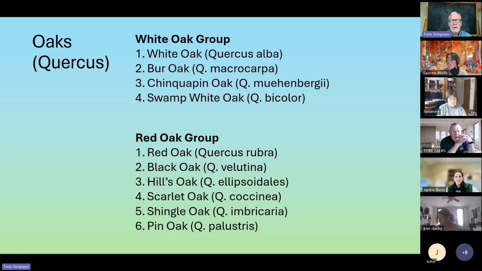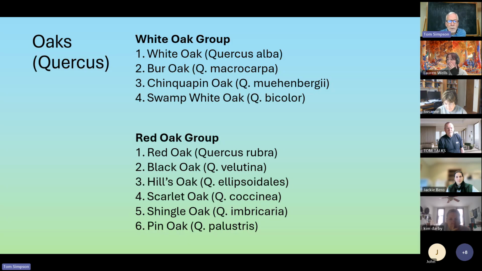Let's look at the oaks. These are just the oaks, about 500 species of oaks worldwide, but just look at the ones that are relatively common in McHenry County or nearby. Anyone who knows anything about oaks knows we can divide them into two major groups, the white oaks and the red oaks. Common white oaks: white oak, bur oak, chinkapin oak, and swamp white oak, and you can see the list of red oaks there.